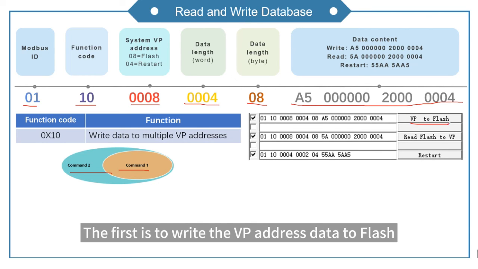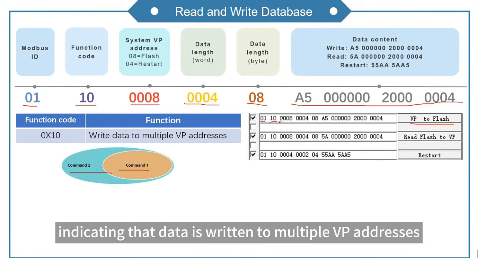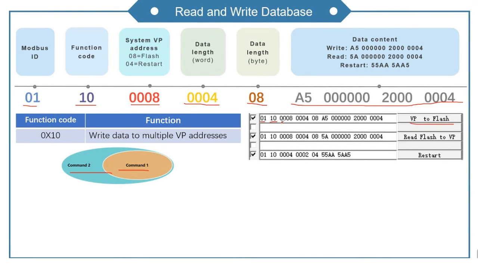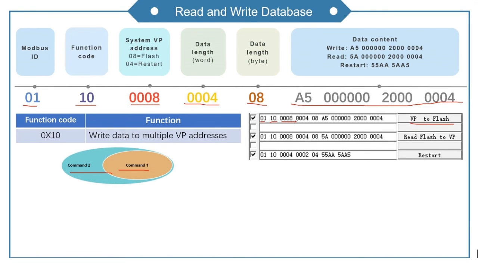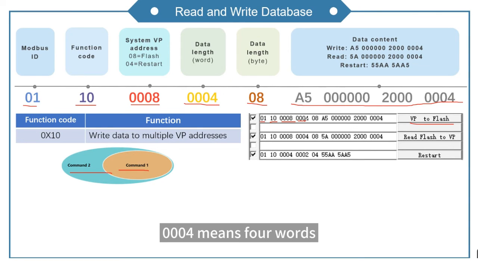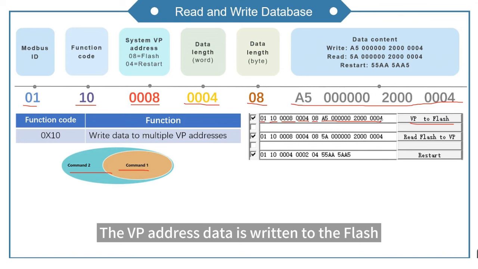The first is to write the VP address data to flash. 01 is the Modbus ID. 10 is a function code, indicating that data is written to multiple VP addresses. 0008 is the address of the system variable that controls NOR flash. 0004 means 4 words. 08 indicates 8 bytes. This is the data content: A5000000, 2000, 0004. The VP address data is written to the flash.